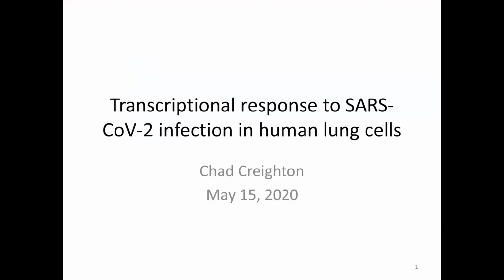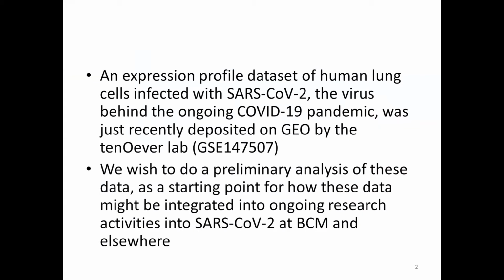Okay, so I do work in bioinformatics. I do a lot of RNA-seq analysis and integrative analysis and analysis of public data. Most of my work is in cancer, and we do a lot of collaborations in cancer. So we're trying to shift a little bit to applying what we've learned in cancer to looking at data on SARS-CoV-2 and transcriptional response data in human lung cells. This is all taken from public data.